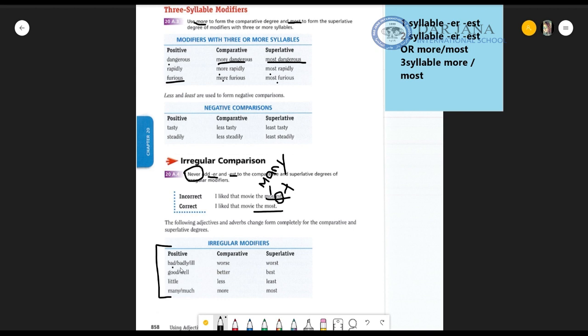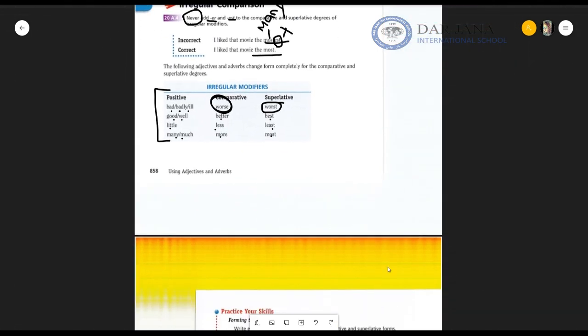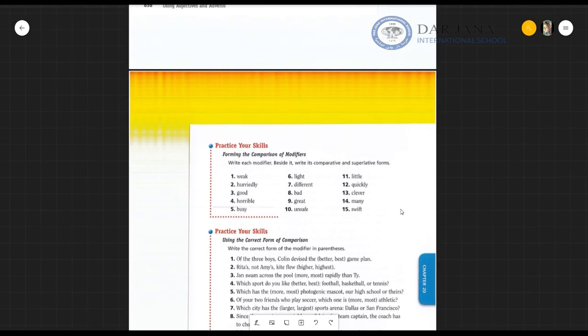Bad, badly, and ill have a common comparative, worse, and common superlative, worst. Good and well have a common comparative, better, and common superlative, best. Little, less, and least. Many and much, more, and most. So again, irregular comparisons never take ER or EST. You have to change the whole form of the word into something else in order to convey the meaning, depending on the degree the question is asking of you.